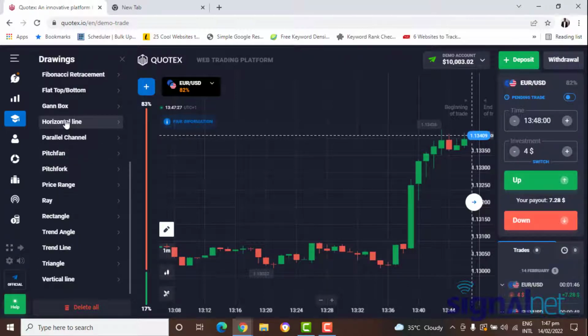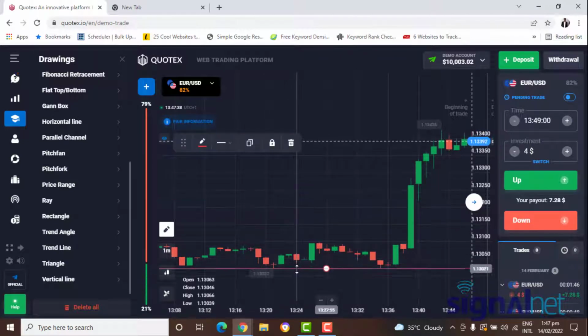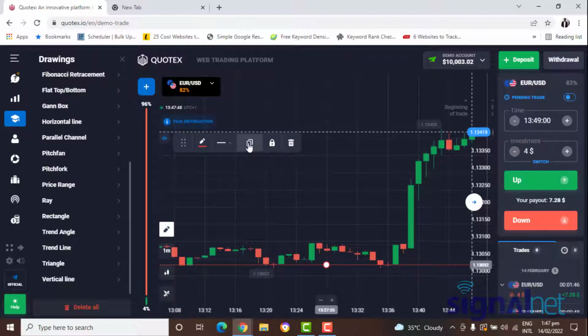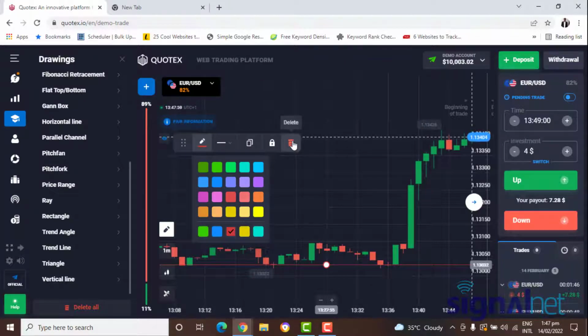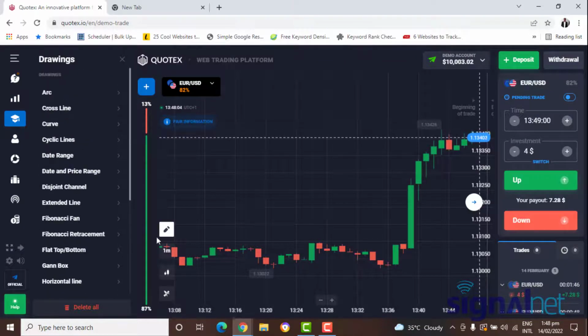Now a lot of times for me, I use the horizontal line. You can see as I clicked on it, it appears on the screen. I use that a lot to get levels in the market. Once you put it on the screen, if you want to delete it, you can just delete it from here. You can duplicate it, copy it, you can increase the thickness, you can edit the color, several of them. So I'm going to delete that. Depending on what you want to use, you can find them there.